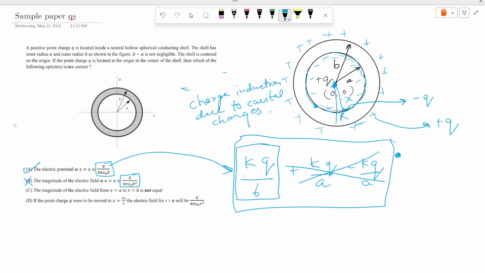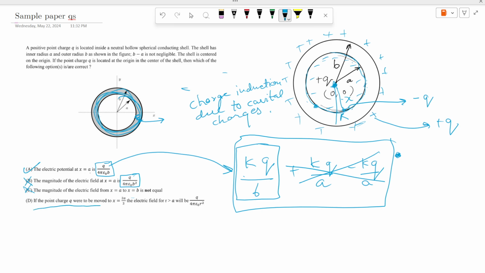Now moving on, the magnitude of electric field from x equals A to x equals B is not equal. Again, as soon as it's a metal body, the electric field is going to be the same. The electric field is going to be the same as soon as the metal body starts. All right, it is equipotential. This surface is equipotential because there is no electric field here, because there is no charge inside this. So again, this should also be wrong.